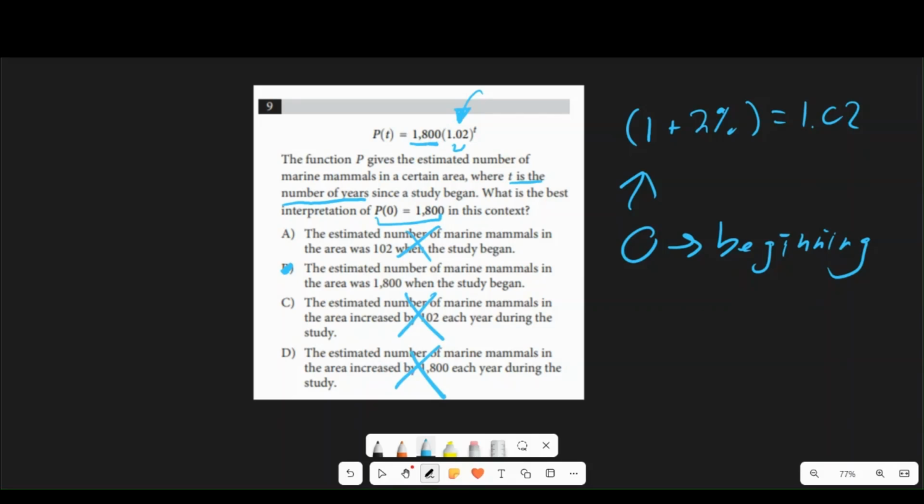So this question was not a lot of math, but more you had to understand the concept of exponential equations and how to interpret them. So that's all we're going to cover in this video.